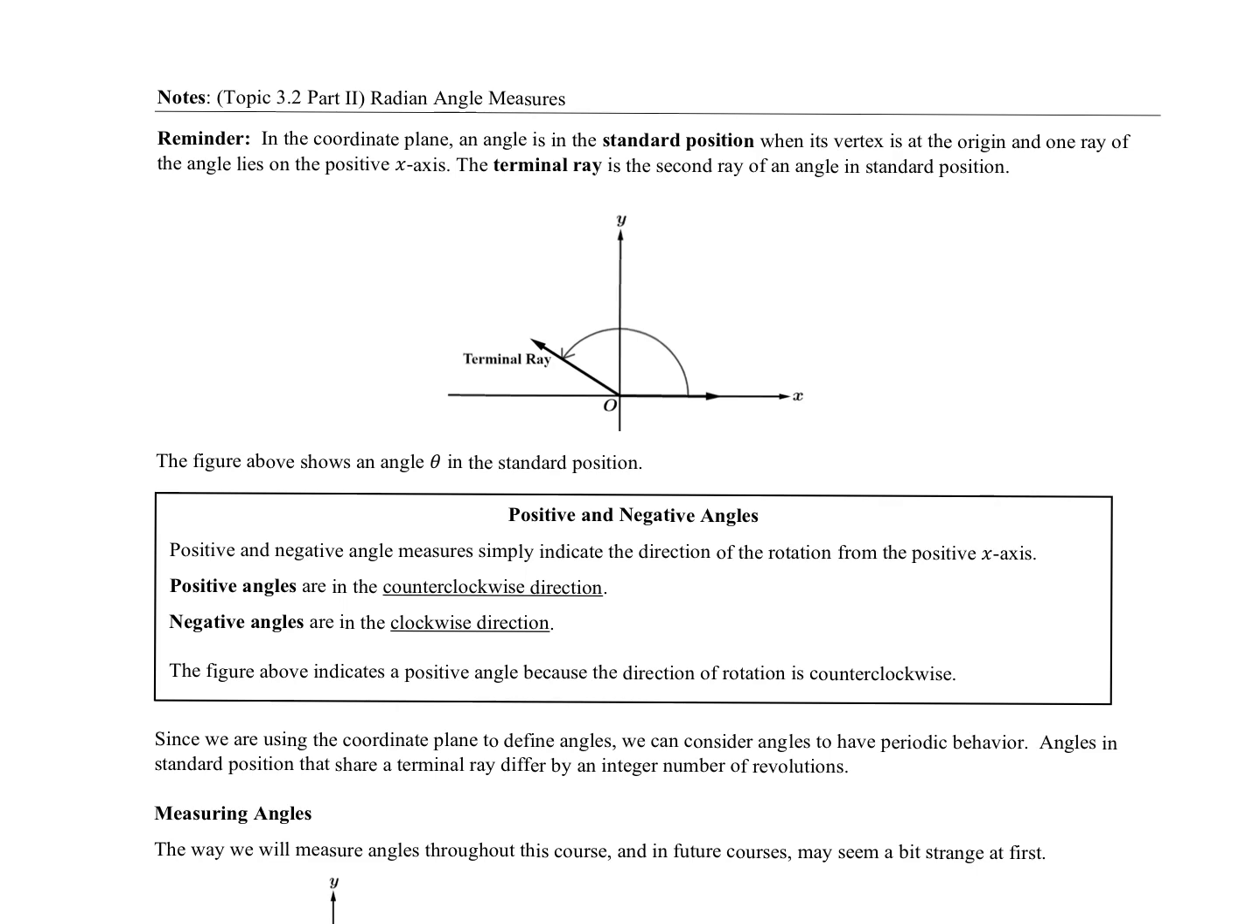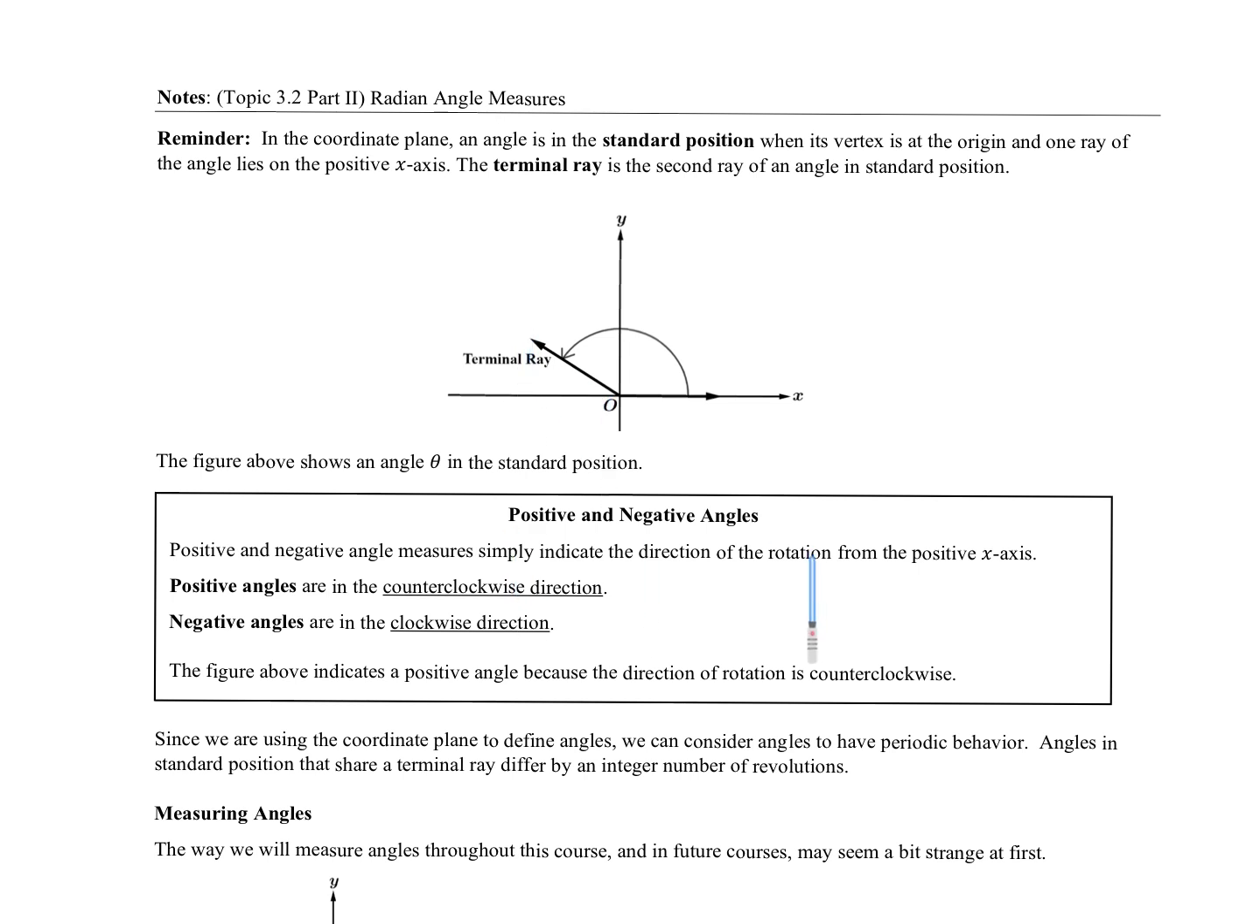Okay. Reminder, in the coordinate plane, an angle is in the standard position when its vertex is at the origin and one ray of the angle lies on the positive x-axis. The terminal ray is the second ray of an angle in the standard position. So we're starting at the x-axis and moving to the terminal, just like an airport, you're going to a terminal.